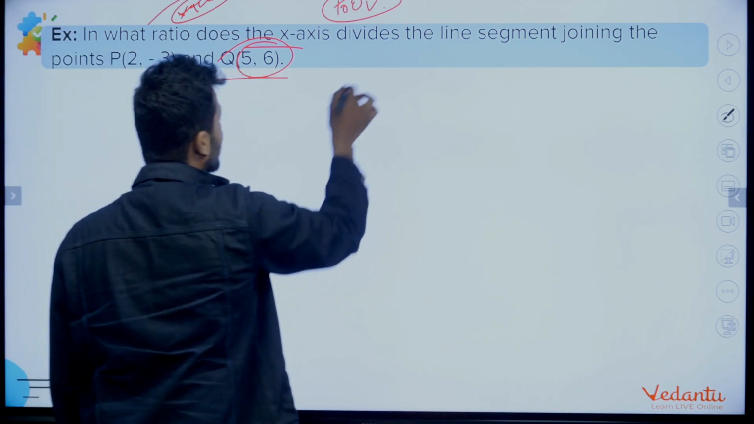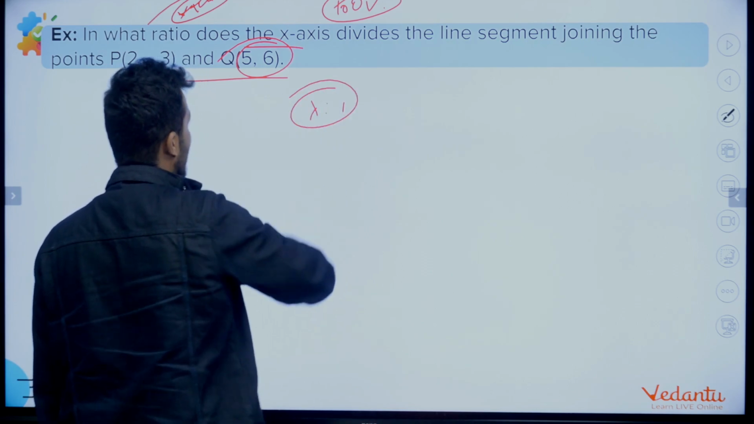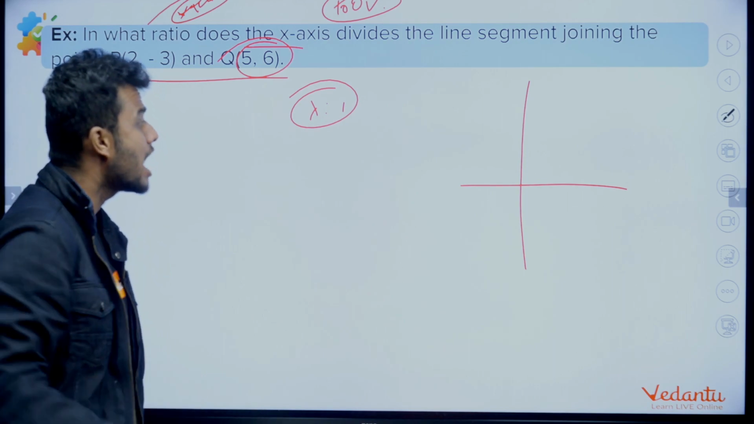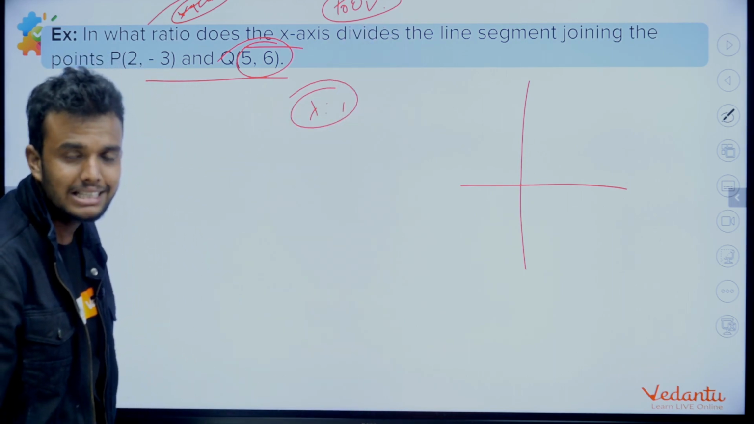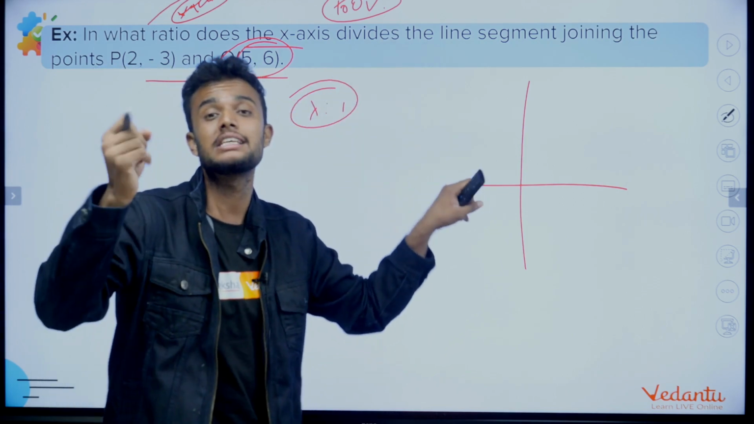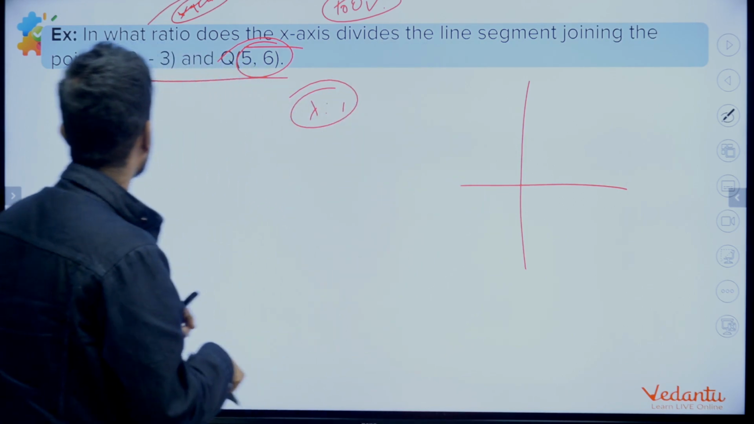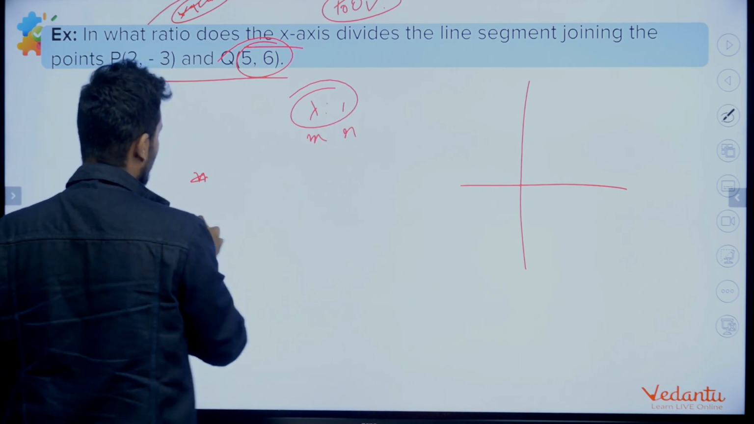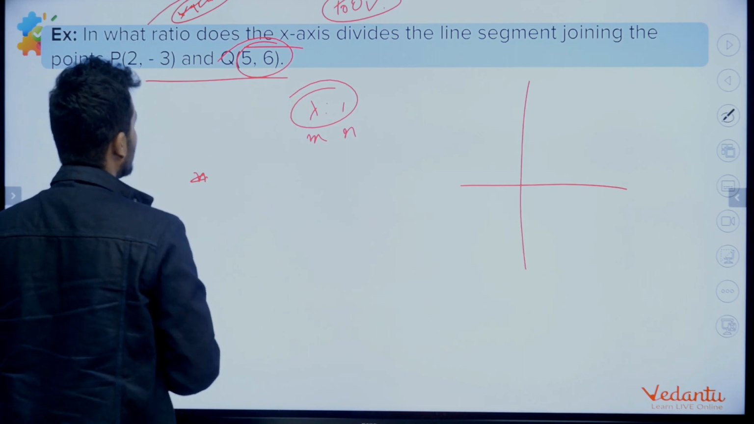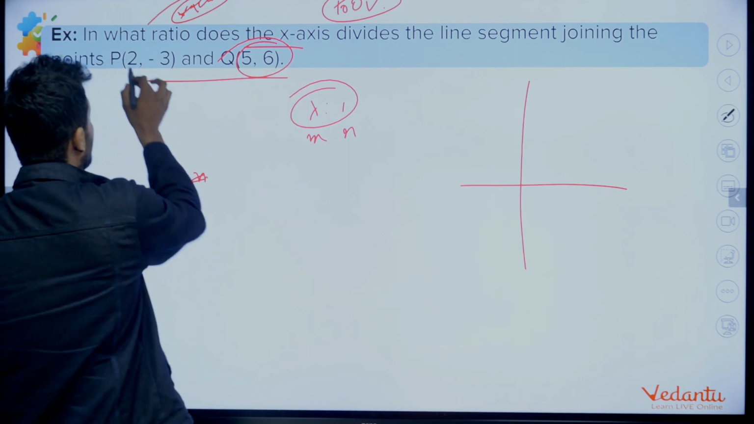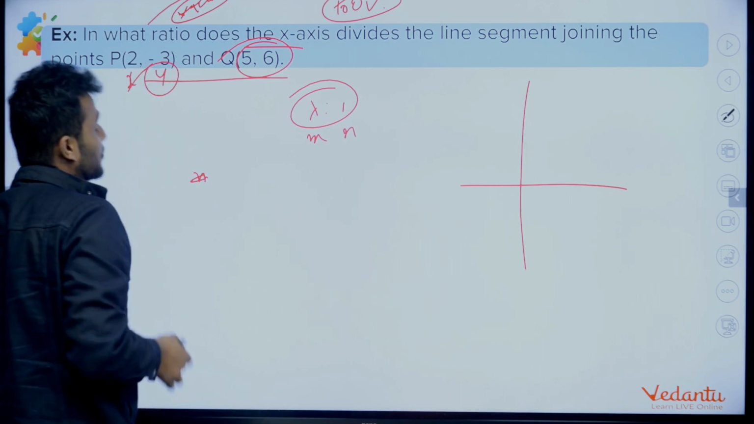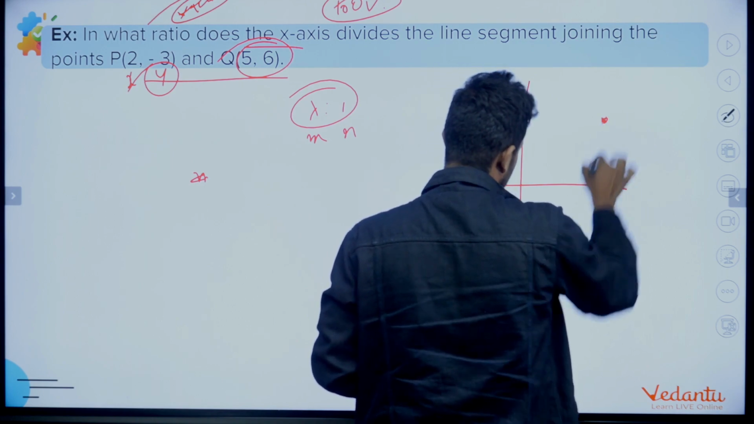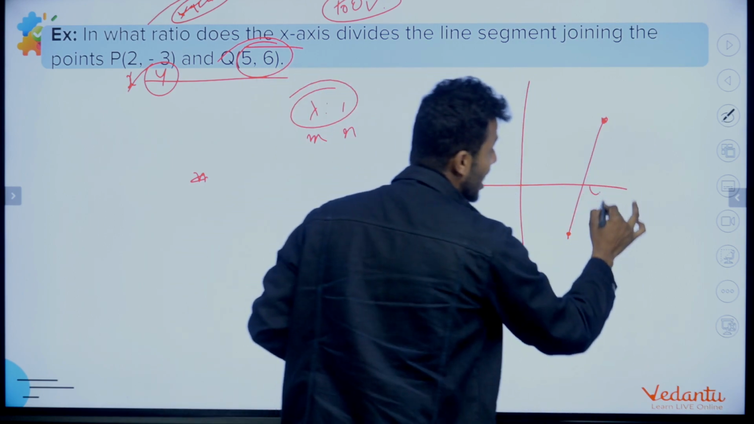For this, let's choose lambda as the ratio, and if you draw the points and the line in the coordinate system, you can easily find the value. Very important. Look here. M is lambda, n is equal to 1. We need to find the lambda value. If you find the lambda value, you can easily find the answer. P is 2, minus 3. Y is in the negative place. Here the y value becomes 0, students.